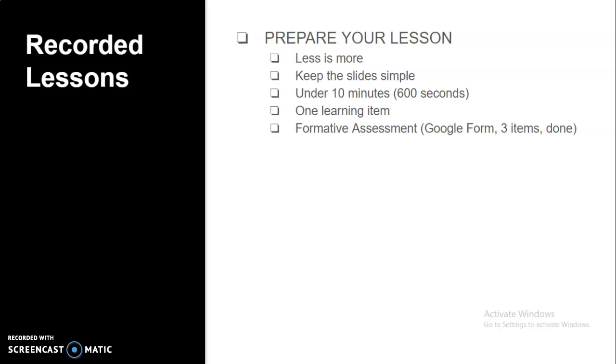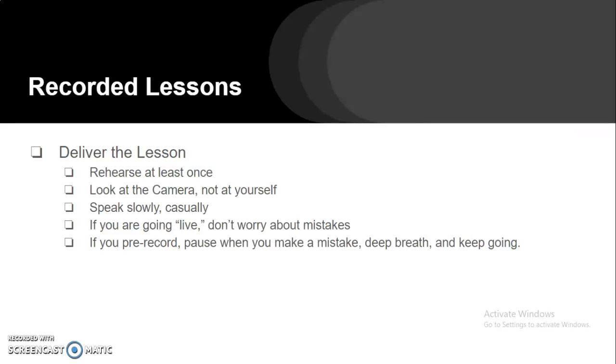And after you've done your lesson, I recommend attaching a formative assessment to that, a Google form, a quick review, 3 items, and done. If you want to add a 4th item, make it an open response question where students can give feedback on the recorded lesson. Give 3 basic elements from the lesson, focusing on the 1 item, and a 4th question that gives you a response from them. 4 points, and you've got a grade handy right there.